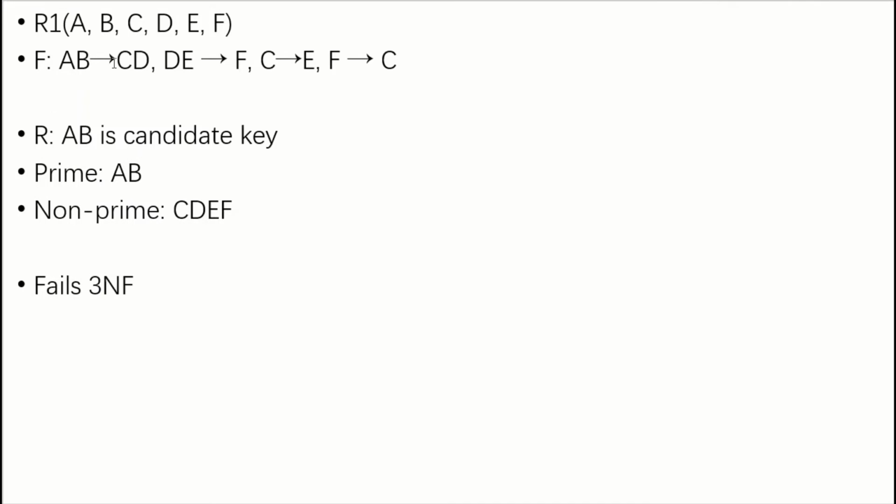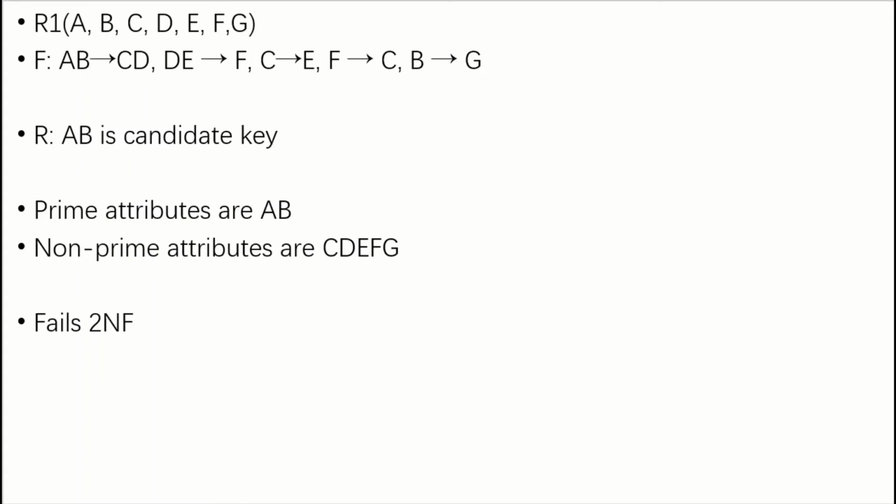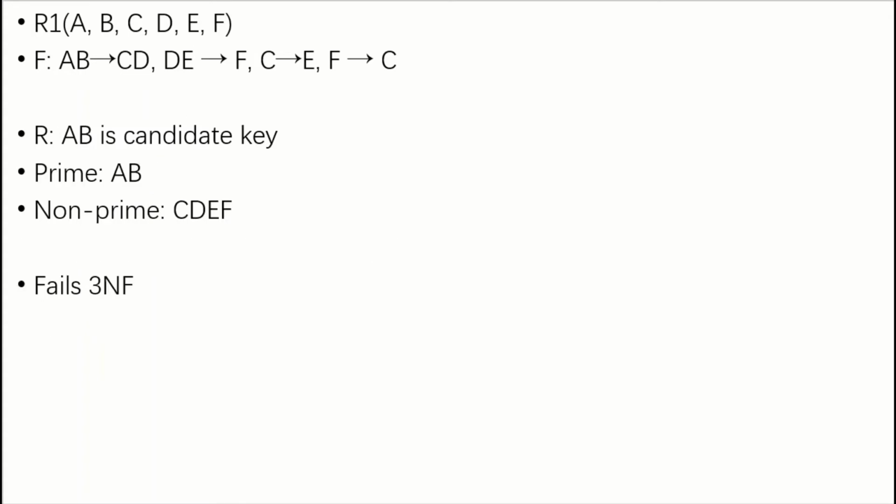Let's look at another example. R1 has A, B, C, D, E, F, and I have AB implies CD, D implies F, C implies E, and F implies C. Very similar to what we have on top, but I think I removed one of them. And let's see, I have AB is the candidate key.